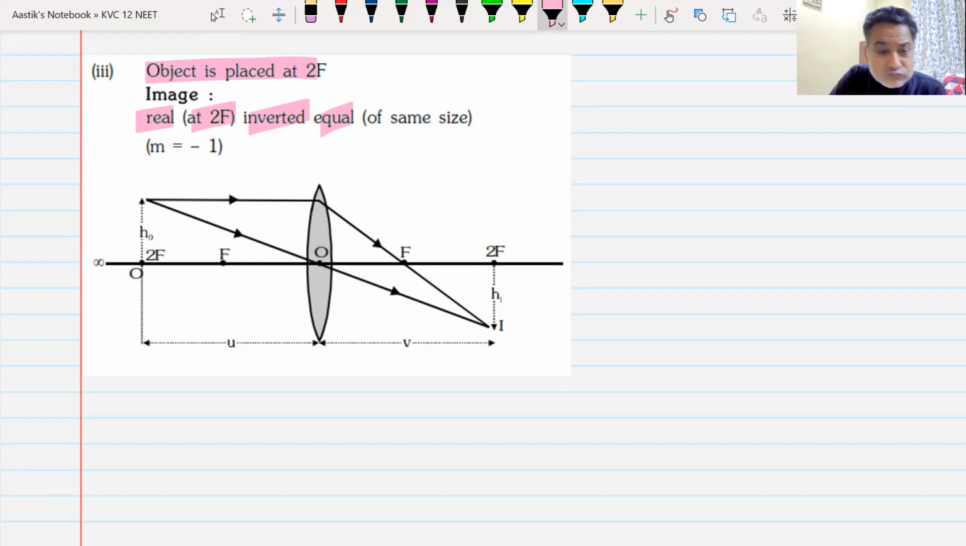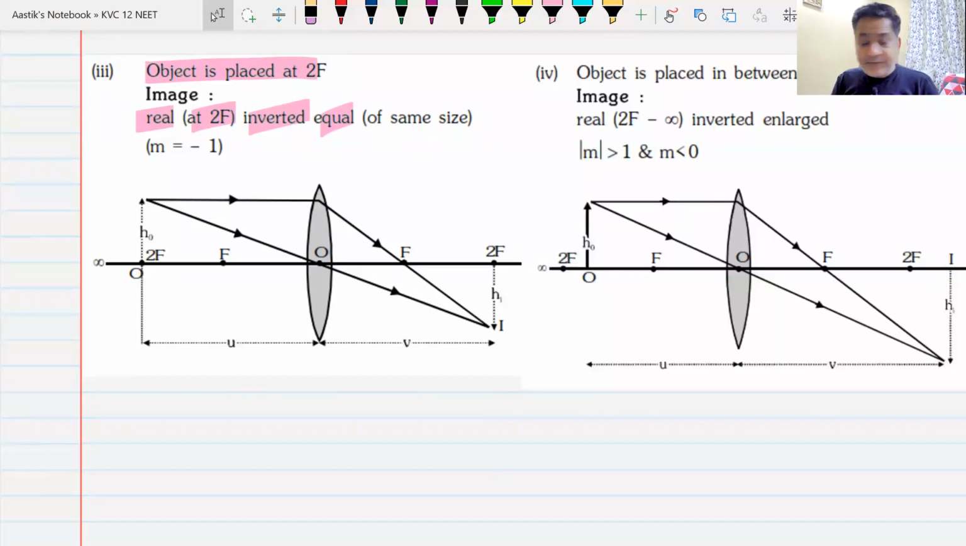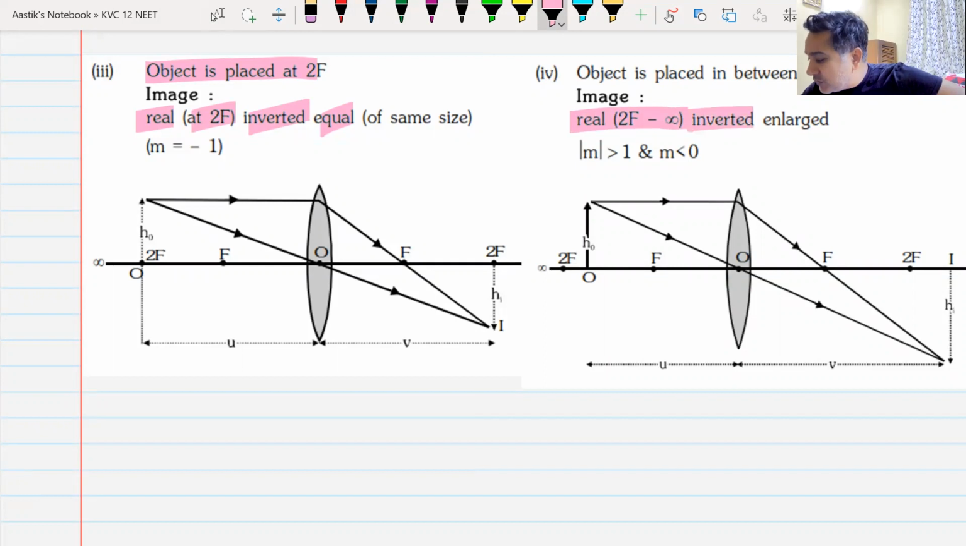What about the next case? Object placed between 2f and f. What was happening in that case? The image was formed beyond 2f, beyond the center of curvature. It was inverted. It was enlarged. Magnification was greater than 1. Same thing happening here. The only thing is the image is coming on the other side. Do we understand this? Yes, sir.